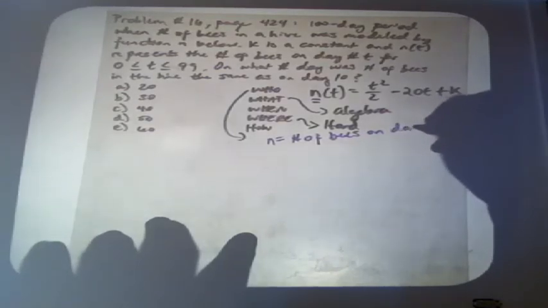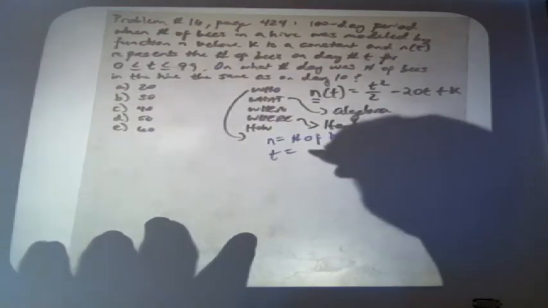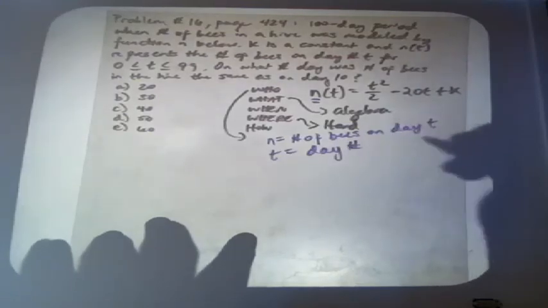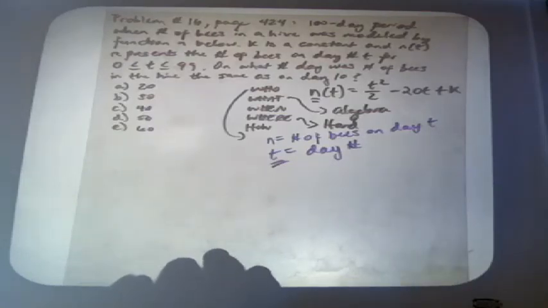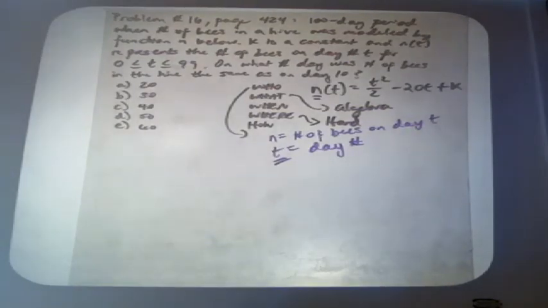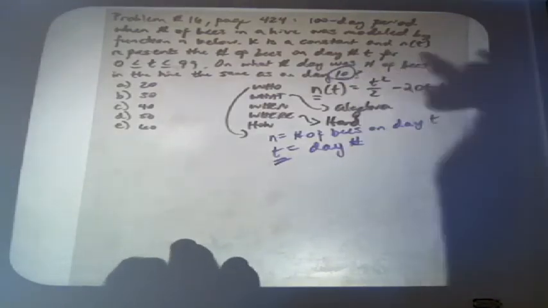So n represents the number of bees on day t. T represents the day number. And k is a constant. I don't have to mark that down. I'll remember that. Okay, and so what are they asking us to solve? They're asking us on what day number, means we're going to be solving for t, because remember t represents the day number. On what day number was the number of bees, was n, the same as it was on day number 10? Alright, so this 10 we're definitely going to use.